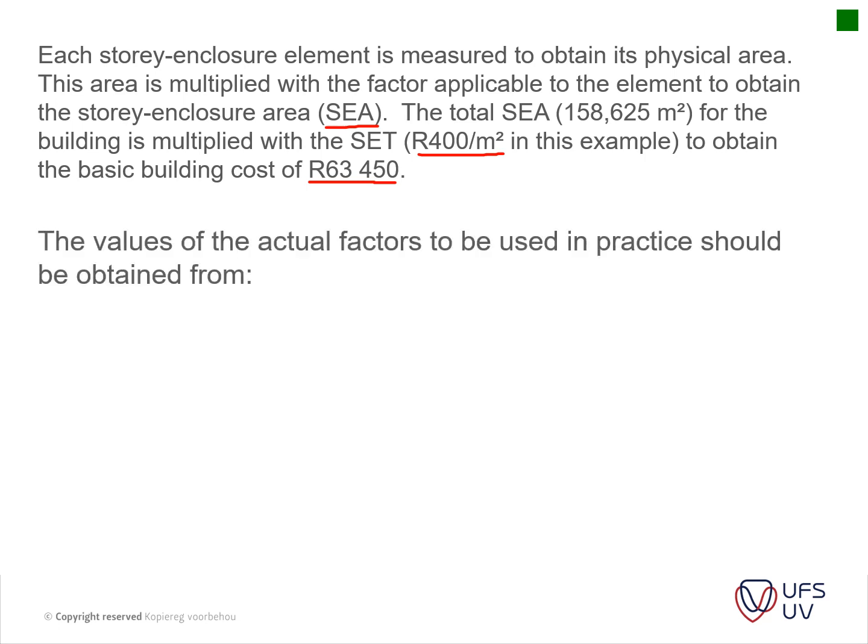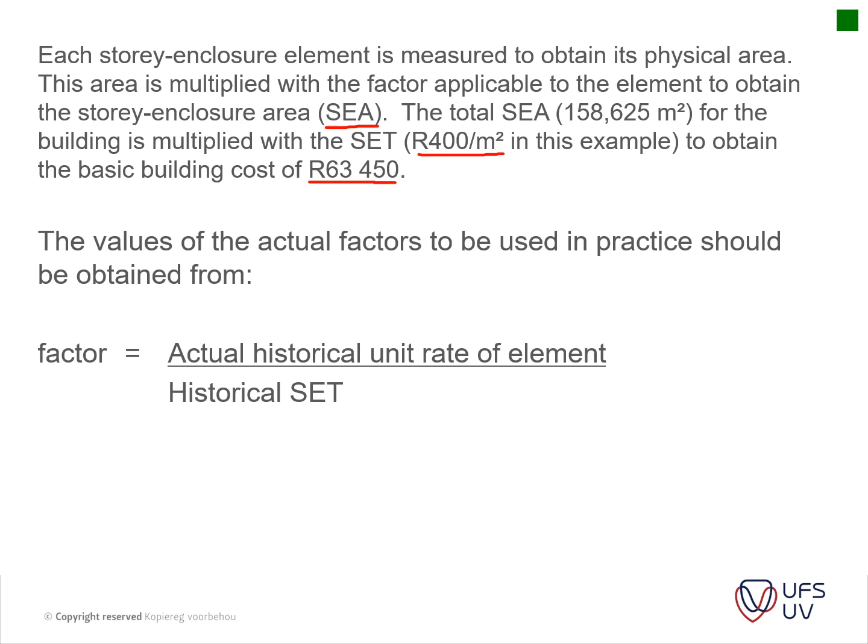The value of the actual factor to be used in practice is thus represented by the following formula. You have your actual historical rate of the element, and then you divide it by your historical enclosure tariff. This was shown in the example above.